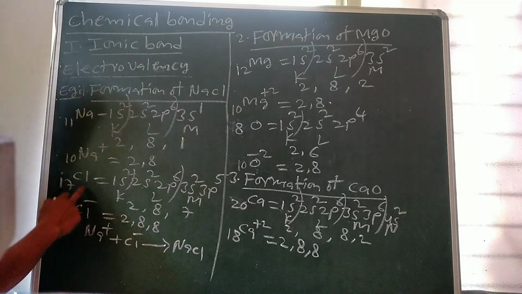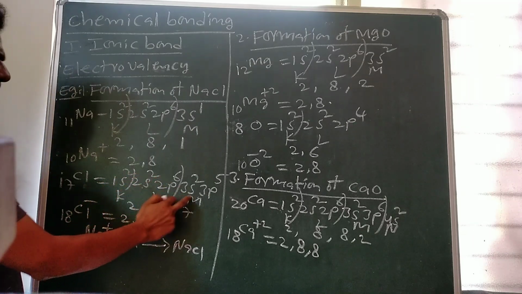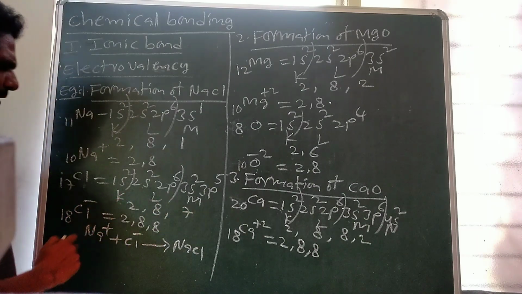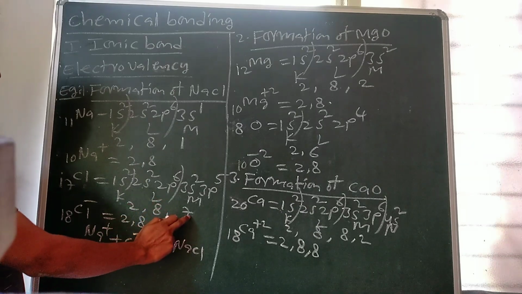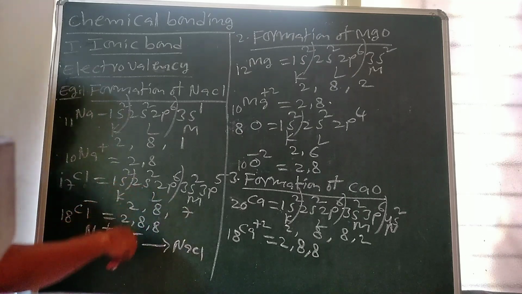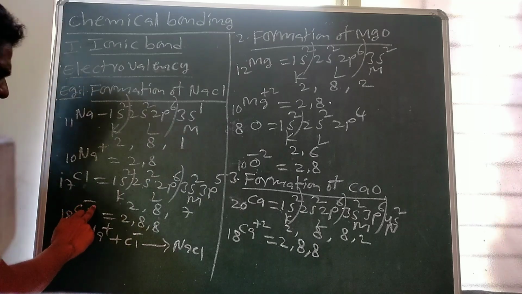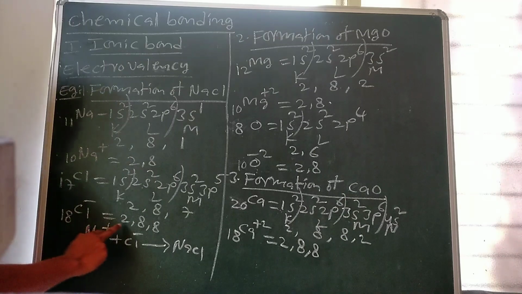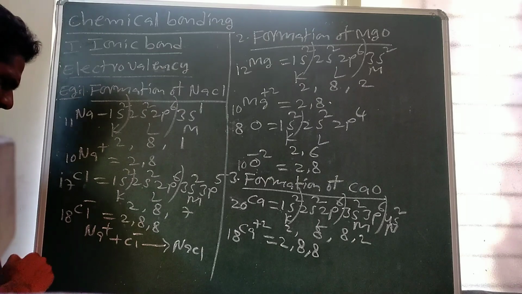Next, chlorine, atomic number 17. Electronic configuration 1s2, 2s2, 2p6, 3s2, 3p5. These are divided into shells K, L and M. 2 electrons are present in the K shell, 8 electrons in the L shell, 7 electrons in the M shell. So chlorine gains one electron to become stable. Gaining of electrons gives a negative charge. So the Cl minus ion consists of 18 electrons. So the numerical electronic configuration of Cl minus ion is 2, 8 and 8.